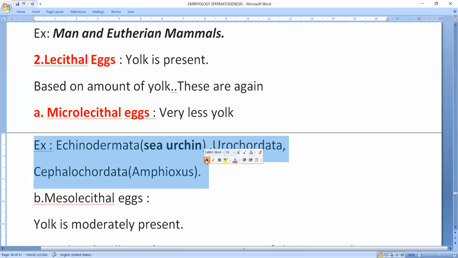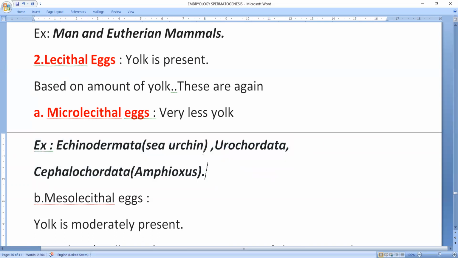Right. So examples of microlecithal eggs are very, very important. We should remember echinoderms, Urochordata. So here also a famous example.